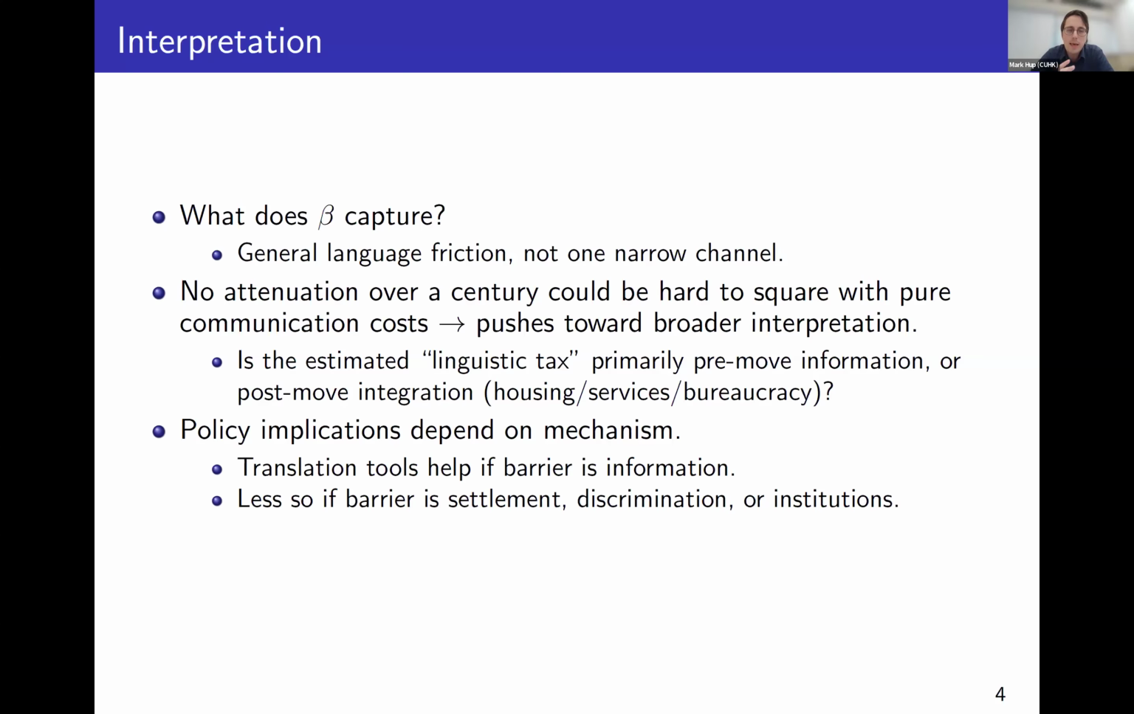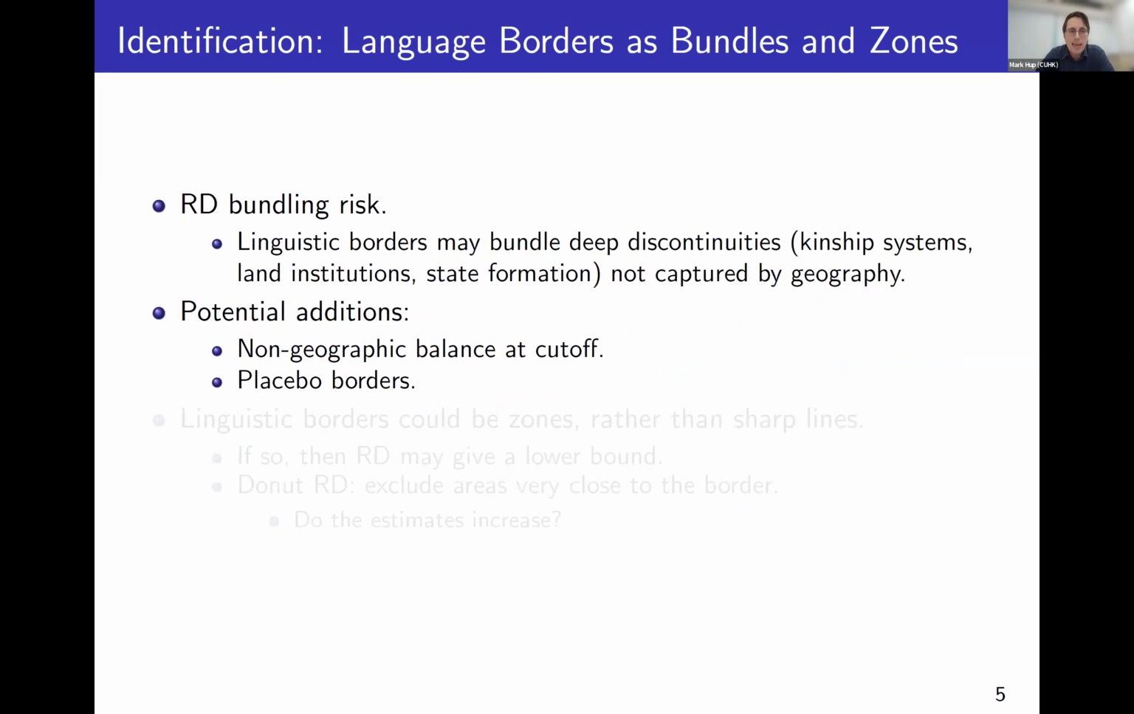So I think this is important because there are policy implications that would depend on the mechanism. If it's really just about pre-move information, then maybe a translation tool would help in attenuating this effect of a linguistic boundary. But that type of tool may help less if it's, say, related to settlement or outgroup discrimination based on language. So next to that, I was also thinking about the identification.